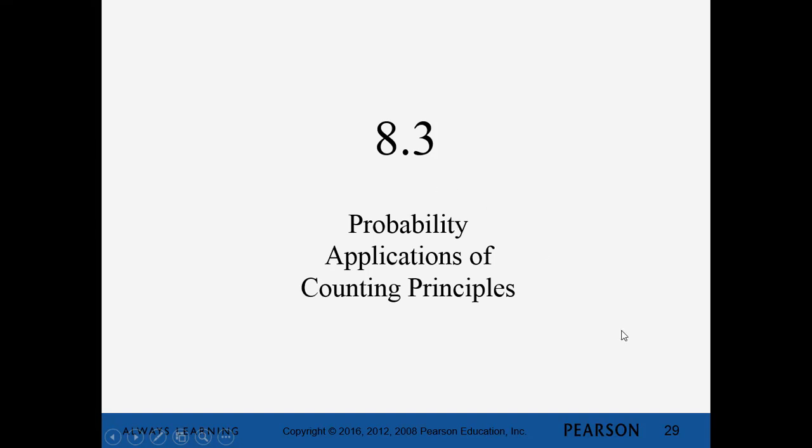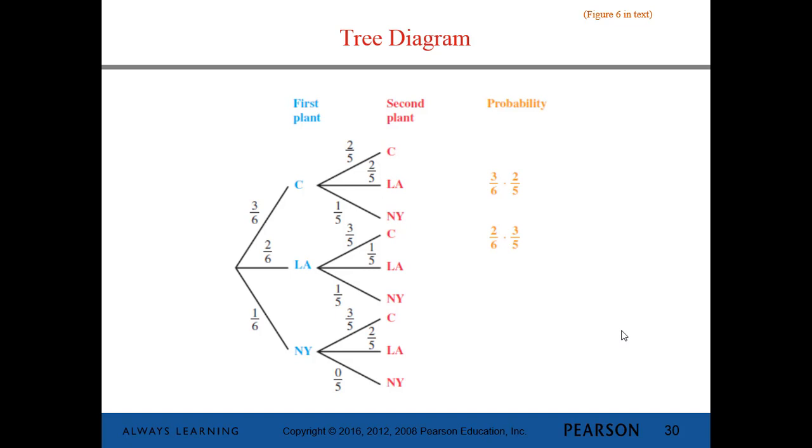Okay, welcome back, and today we're going to cover section 8.3 in chapter 8, and we're going to talk about probability applications of the counting principle. So now what we're going to do is take everything that we've learned from the last two sections, and apply it to the idea of probability and in application type problems. So the first thing we're going to do is do an example.